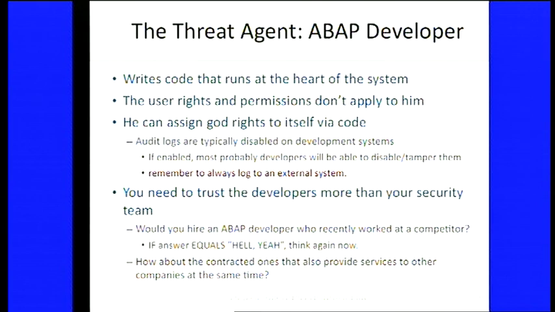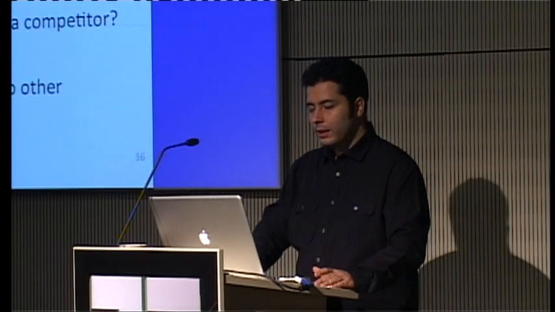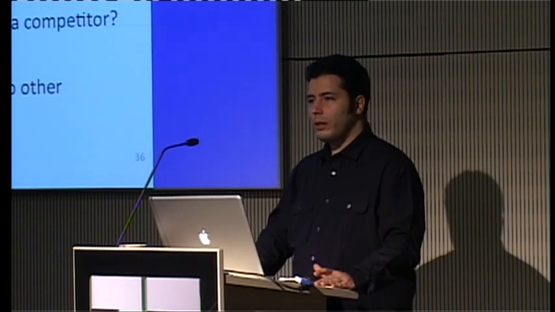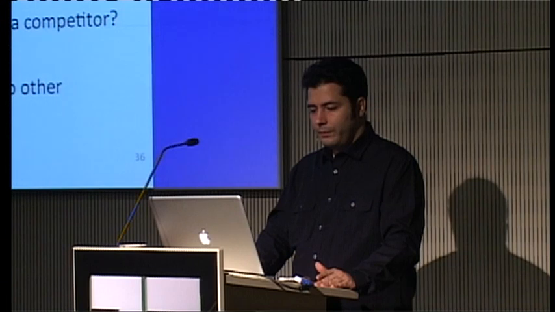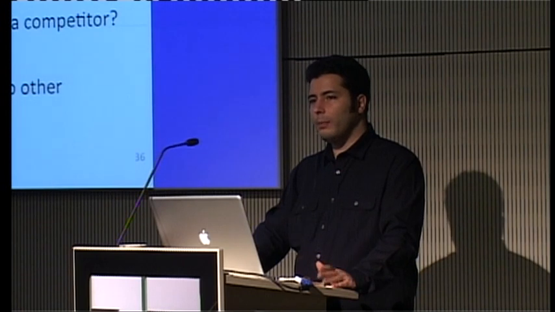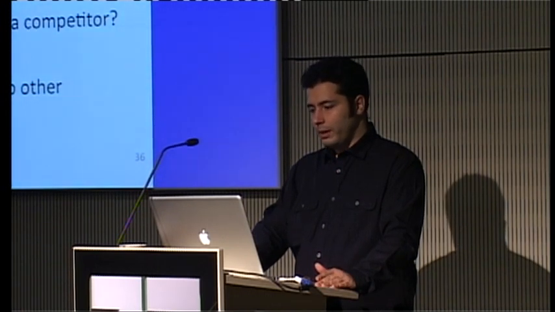So I want to come to the real point of this talk. When we look at the threat agents, whom we should fear. First, this is the ABAP developer, because ABAP developers are at ring 0, ring -1, -10, whatever you call it. It runs at the heart, and the user rights don't apply to this person because he can just add himself authorizations as he likes in the database. He has rights to do that. And since this is a development or testing system, usually people give SAP_ALL rights to those developers.